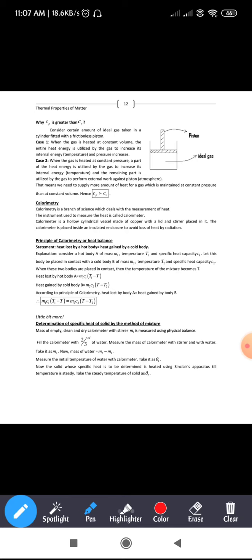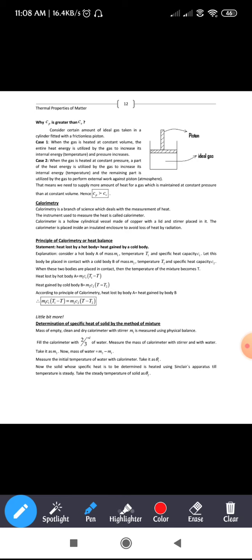So the equation: the heat lost by a hot body is given by m1c1 into t1 minus t. Similarly, the heat gained by the cold body is given by m2c2 into t minus t2. Here t represents the temperature when both bodies are made into contact, where the temperature of both bodies becomes the same.